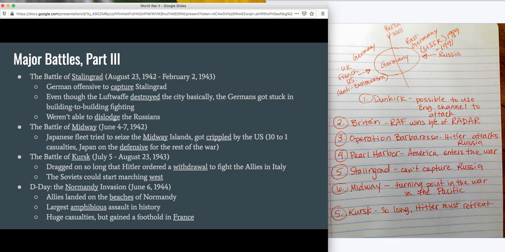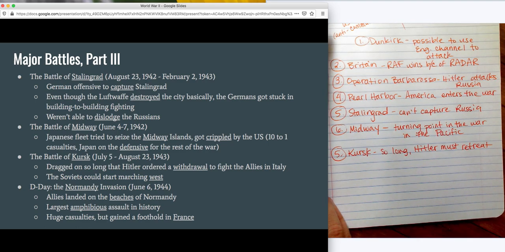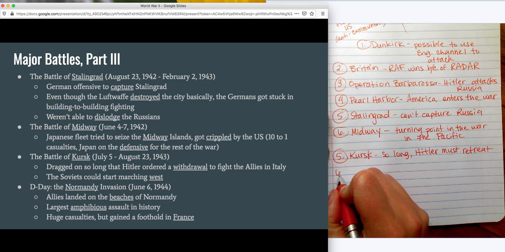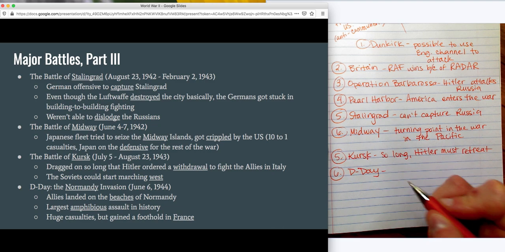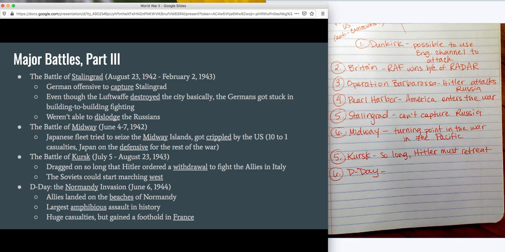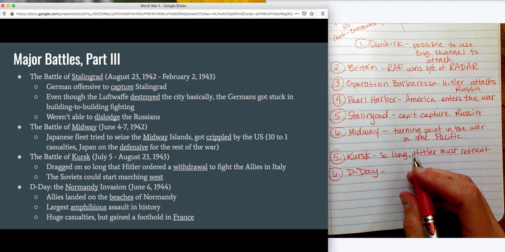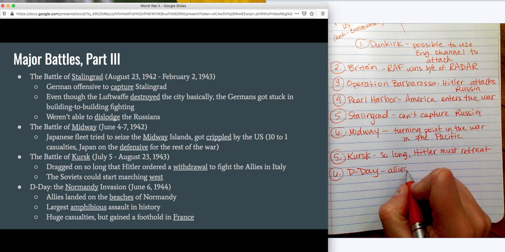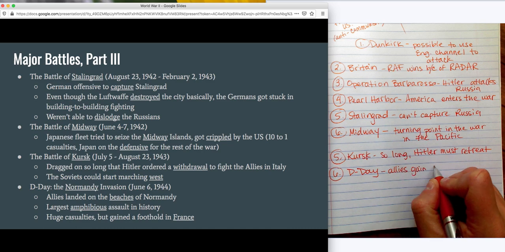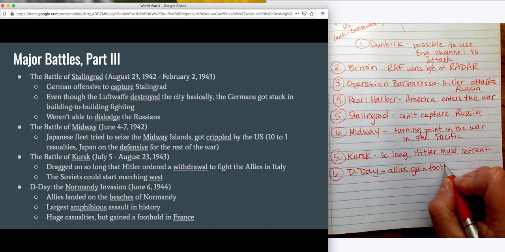D-Day, or otherwise known as the Normandy Invasion, is not only the largest amphibious assault in history, which is pretty darn cool, but the Allies are able to gain a foothold in France. Allies gain foothold in France. And again, this one was spearheaded by Eisenhower.